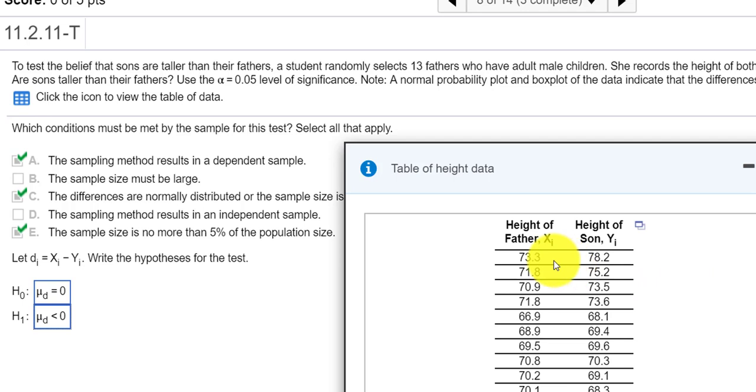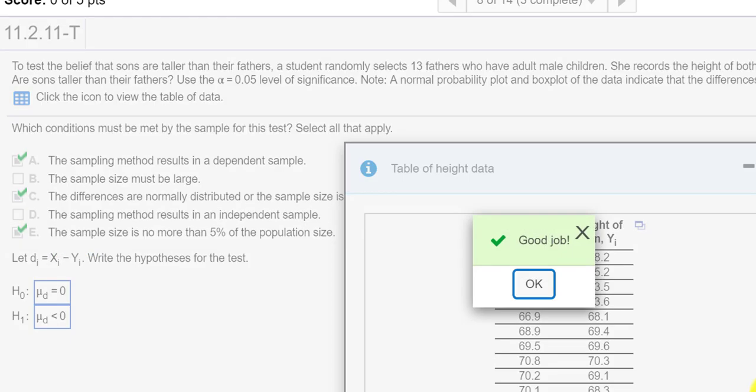Again, let's review that. If we're looking at xi minus yi, the height of the father minus the height of the son, and the father is smaller than the son, that means the son is taller. If we subtract the height of a father who's shorter than the son, you'd get a negative number. So the difference would be less than 0. That's how you get your negative number. I check answer. Yeah, it worked.